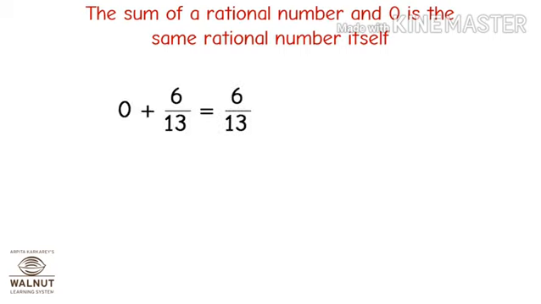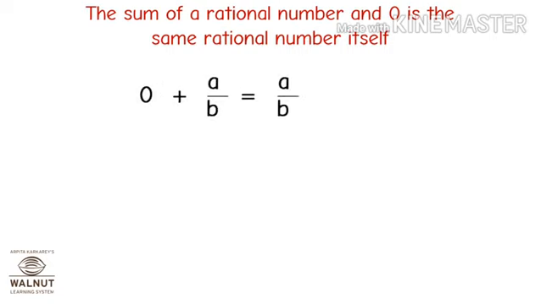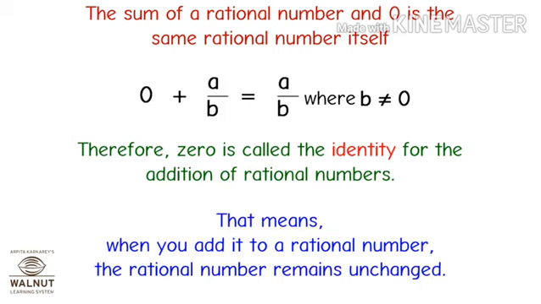0 plus 6 upon 13 is equal to 6 upon 13. 4 upon 7 plus 0 is equal to 4 upon 7. 0 plus 5 upon 9 is equal to 5 upon 9. 6 upon 11 plus 0 is equal to 6 upon 11. 0 plus a upon b is equal to a upon b, where b is not equal to 0. Therefore, 0 is called the identity for the addition of rational numbers. That means when you add it to a rational number, the rational number remains unchanged.